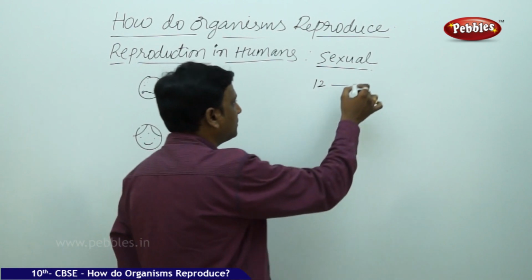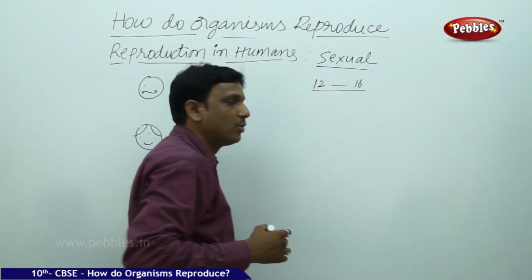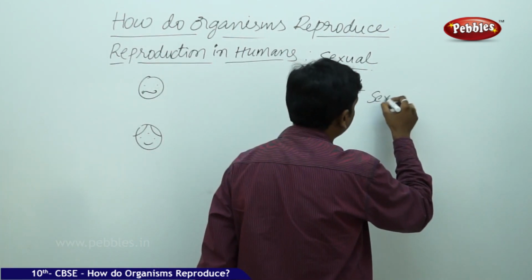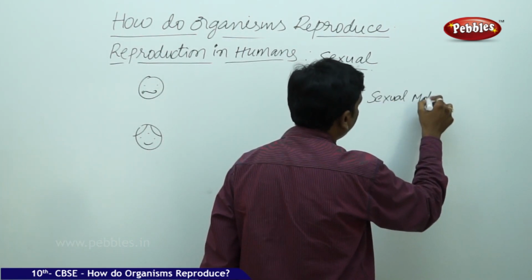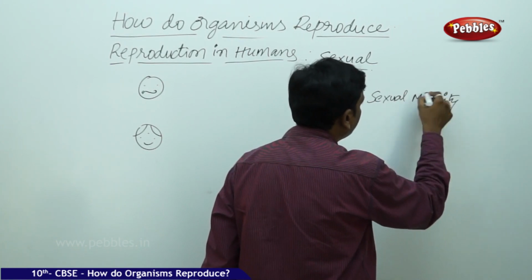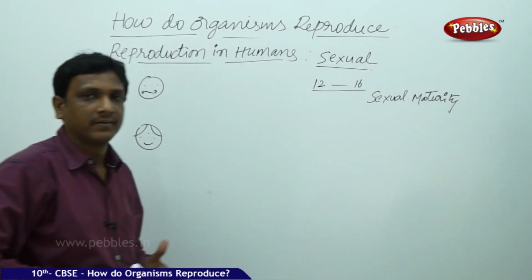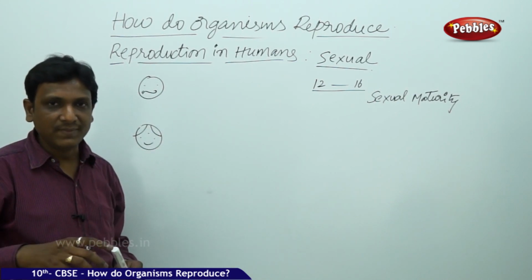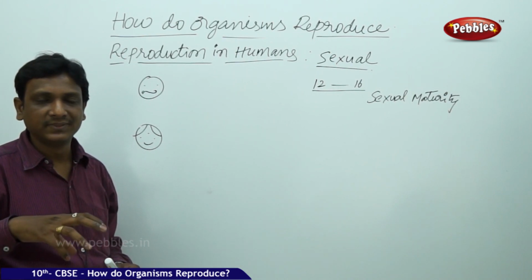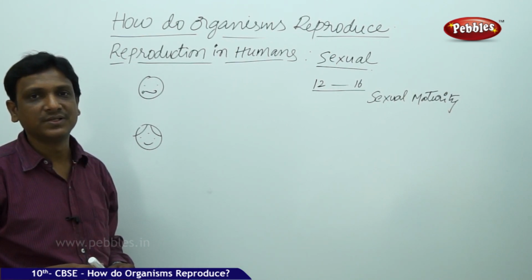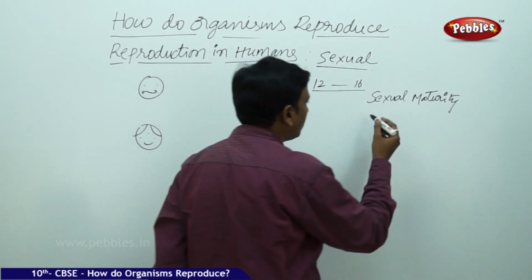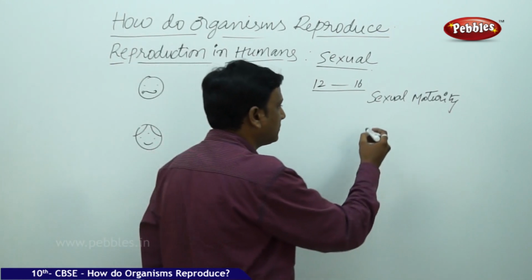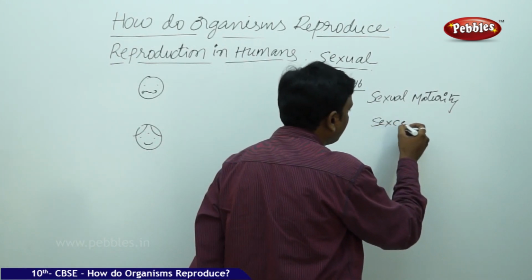This is the age, some 16 or 17, where you attain sexual maturation or sexual maturity. What is sexual maturity? The sexual organs mature, which means they become ready to produce reproductive cells. Sexual maturity means the organism is able to produce sex cells, that means germ cells.